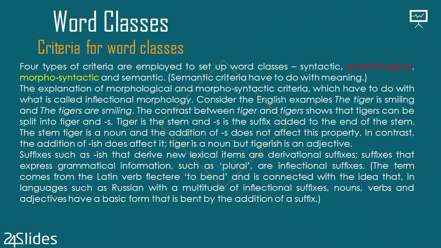Suffixes such as ish that derive new lexical items are derivational suffixes. Suffixes that express grammatical information such as plural are inflectional suffixes. The term comes from the Latin verb flectere, to bend, and is connected with the idea that in a language such as Russian, with a multitude of inflectional suffixes, nouns, verbs, and adverbs have a basic form that is bent by the addition of a suffix.